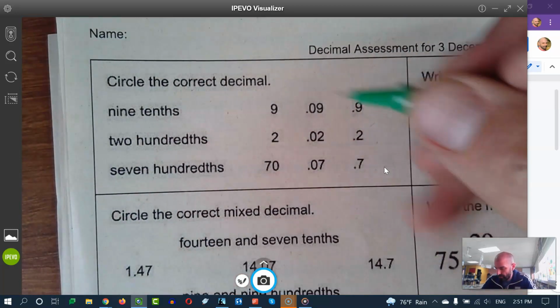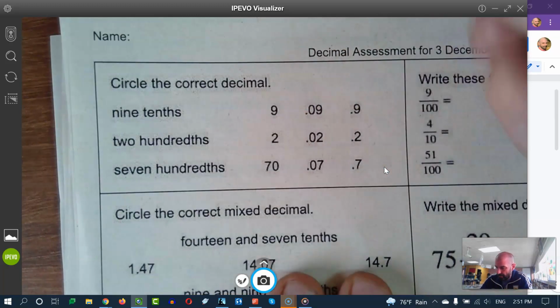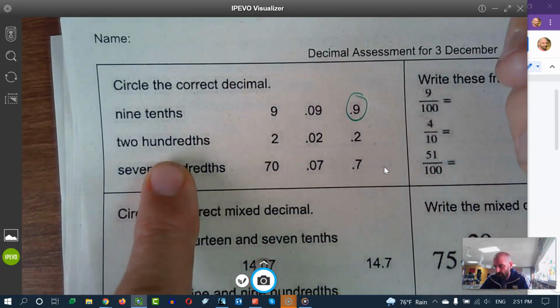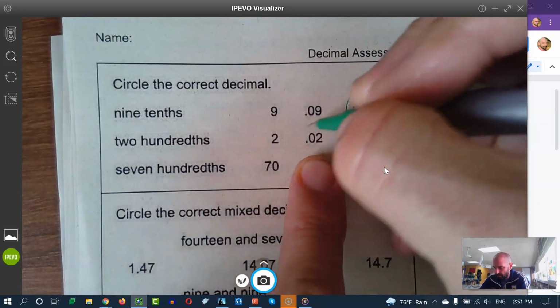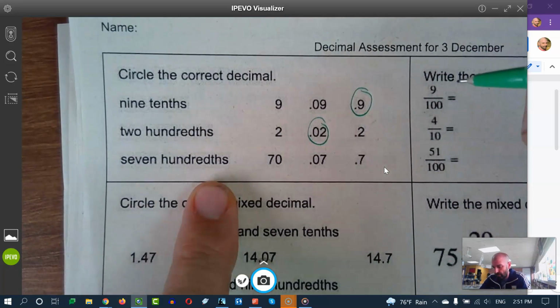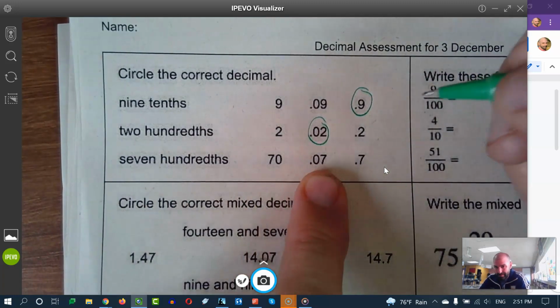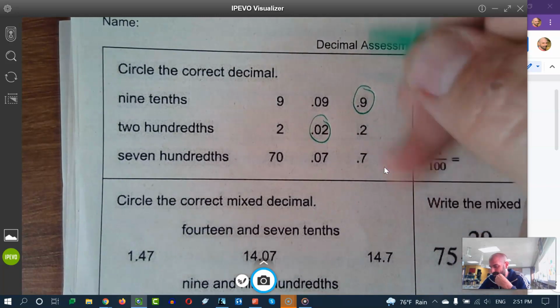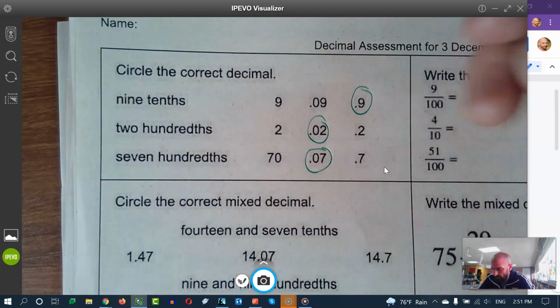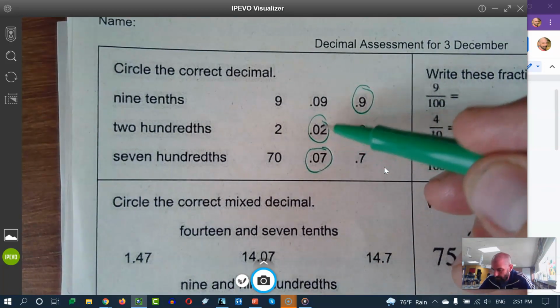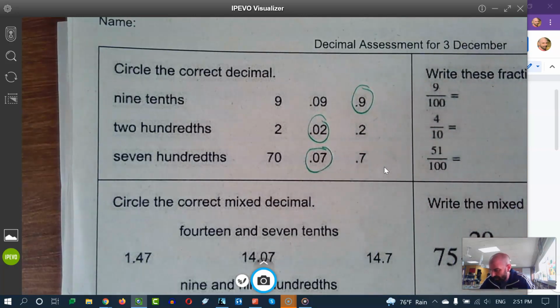9/10ths. So I want to circle the correct decimal. I have 9/100ths and 9/10ths. Then 2/100ths, 2/10ths, 7/100ths, 7/10ths. And if you're struggling with this, we count the decimal places to the right to know what we're reading there.